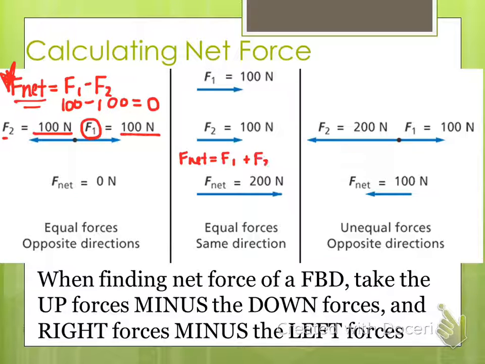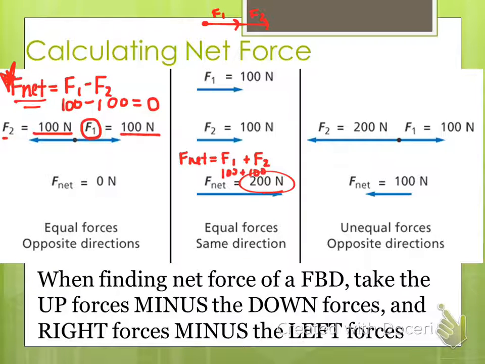So I'd say F1 plus F2, which means my net force would be 100 plus 100, which equals 200 newtons. Right? If I drew that scenario in a free body diagram, it would look like this. F1, F2. You can just draw them one right tail to tip next to the other one.